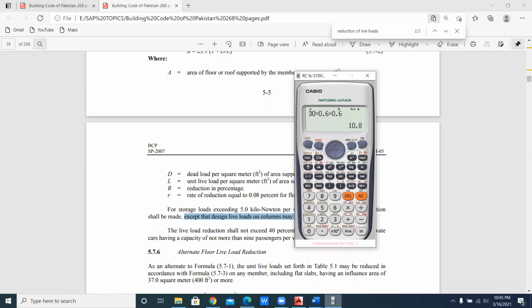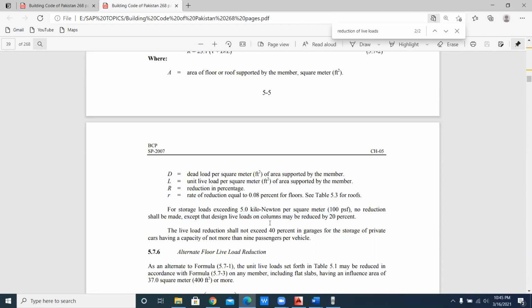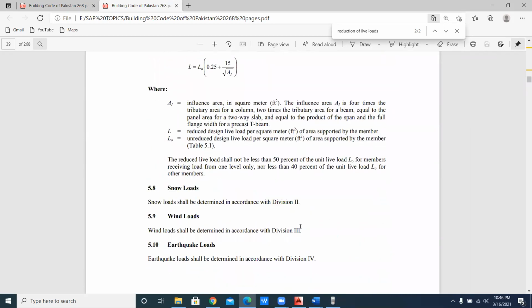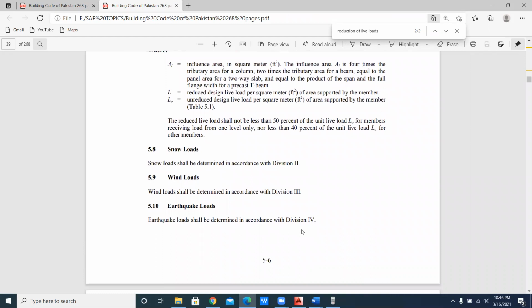So if there is live load on a column, but there is storage load of 5 kilonewton per square meter normally acting on the storage, then there will be no reduction on the storage. But whereas for the columns, when we normally apply axial load on the column, then we can reduce it up to 20%. But we normally do not go toward the 20%. Okay, we normally follow some techniques.